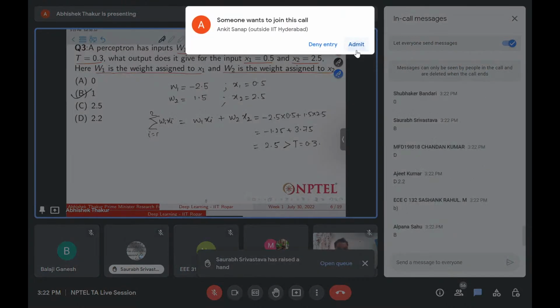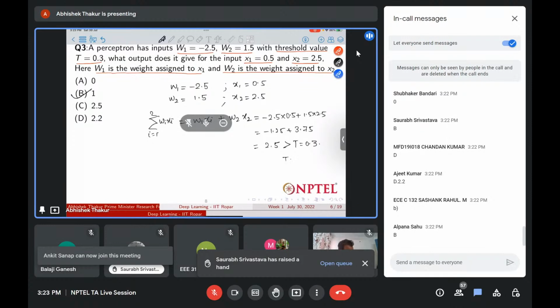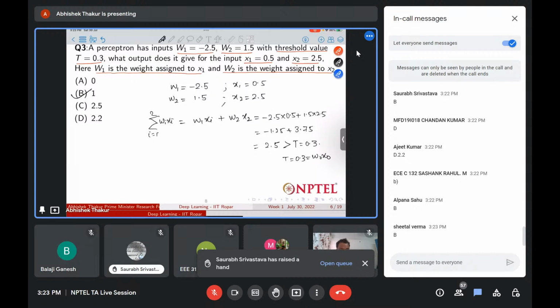And here this t equal to 0.3 is w naught into x naught. In the last example we assumed that w naught is minus theta and x naught is 1, but in this example the product of w naught x naught is 0.3, that is the threshold value.